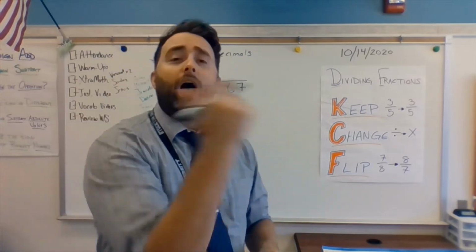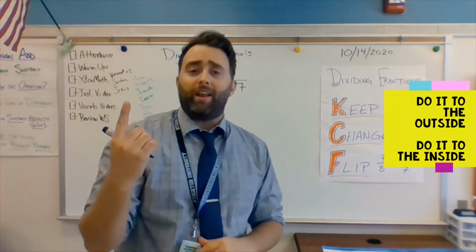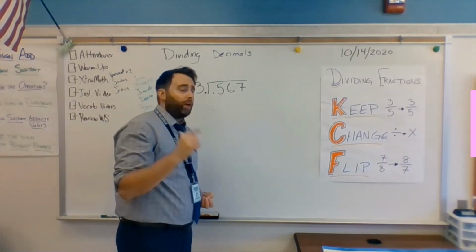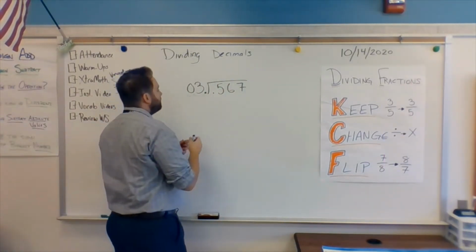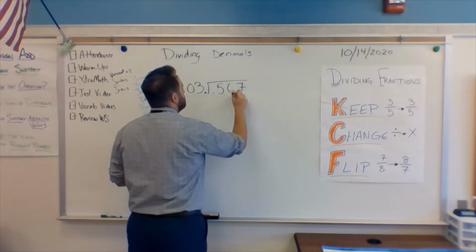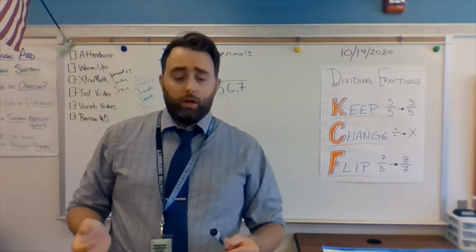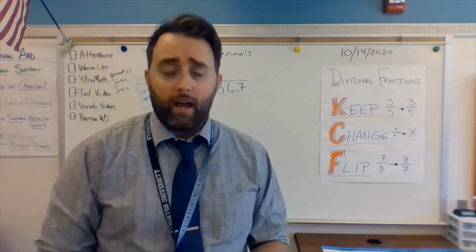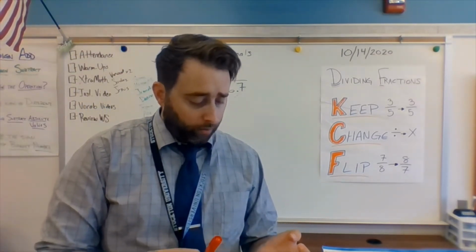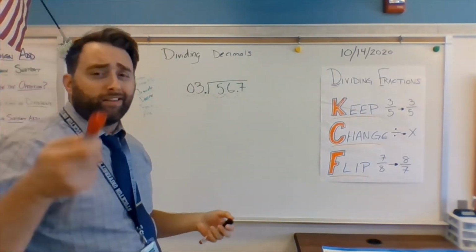But here's the thing. If you do it to the outside, you do it to the inside. You can't just do it with one. So you do it here. You do it outside, you got to do it inside. 1, 2. And the decimal actually ends up being here. Now, we have a long division problem. Simply put, it is a regular, old-fashioned long division problem. We can do this. Let's do it together, just like we did yesterday.